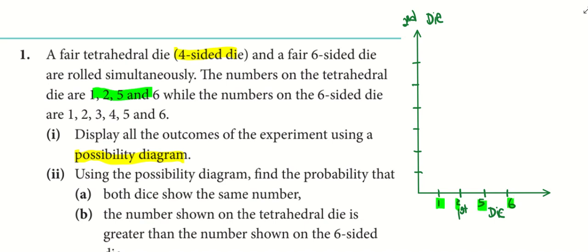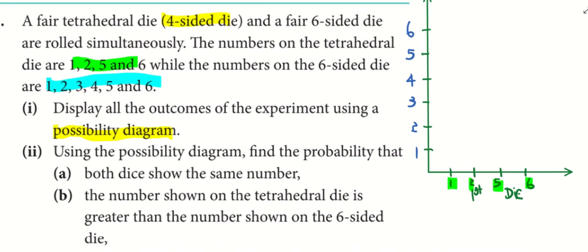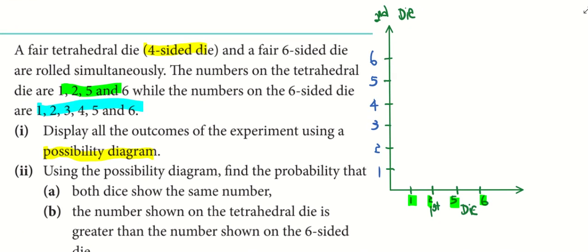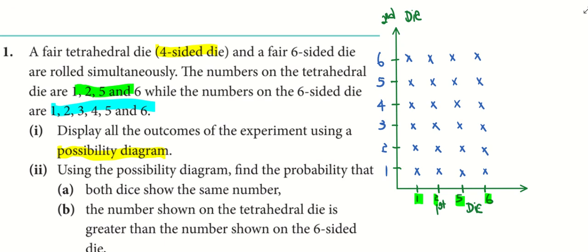The second die has 6 sides: 1, 2, 3, 4, 5, 6. Basically, you can indicate everything with a dot. But for me, a dot is very difficult because sometimes it's very faint using pencil, so I like to indicate with a cross. After I draw the whole possibility diagram, I double check: how many crosses should there be? There are 4 from the first die, 6 from the second one. 4 times 6, total should have 24 crosses.